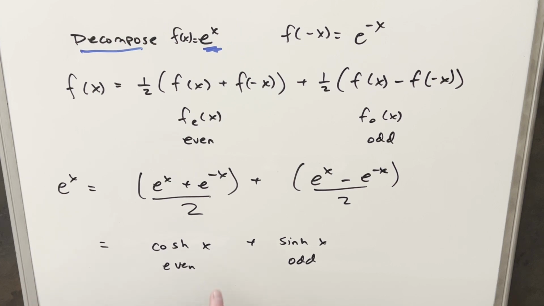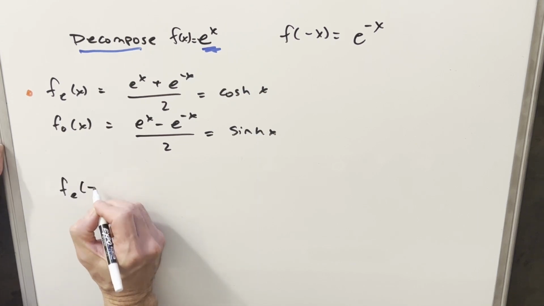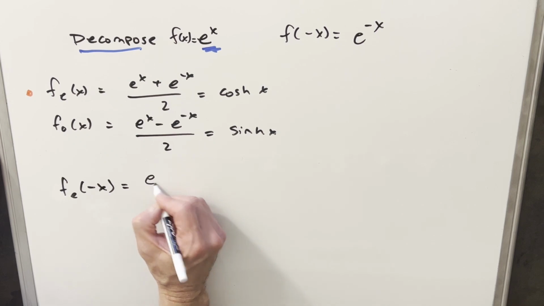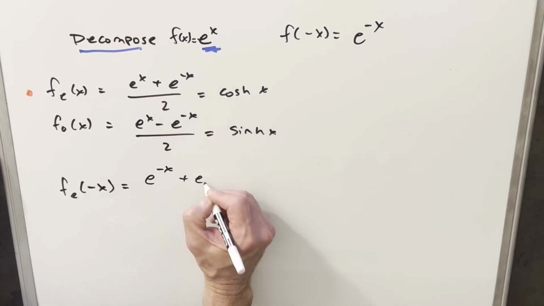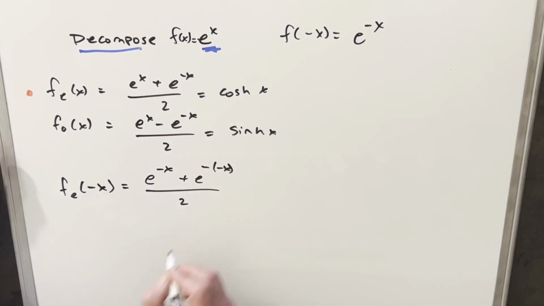Before I finish up, let's just show to make it really clear that this is an even function and this is an odd function. Okay, so we'll start here with our even function, f_e of x. And then what we want to do is we just want to look at f_e of minus x to show this is even. So we'll take this definition here and we'll just plug in a minus x everywhere we have an x. So here this is going to become e to the minus x over 2.